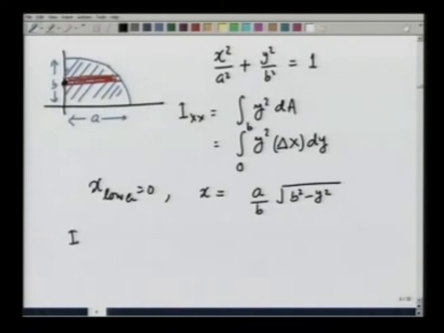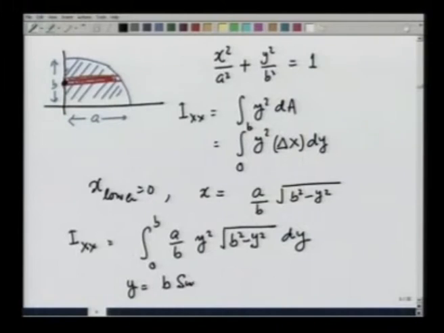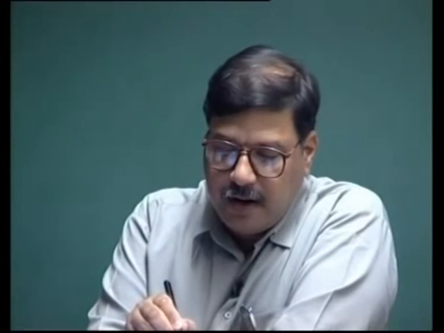Therefore, Ixx is going to be the integral from 0 to b of a over b, y square, square root of b square minus y square dy. This is what we got to integrate. To do this, we substitute y equals b sine theta. By doing so, I get Ixx equals a over b integral y square, square root of b square minus y square dy.